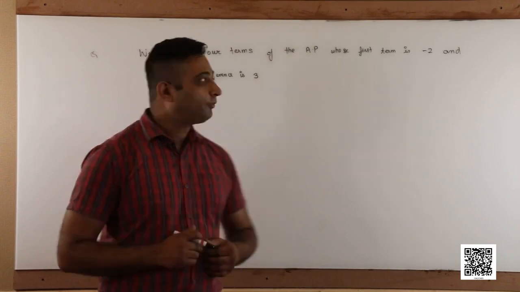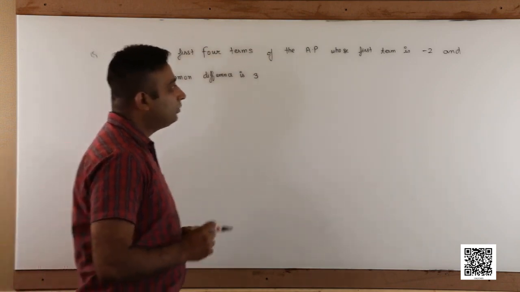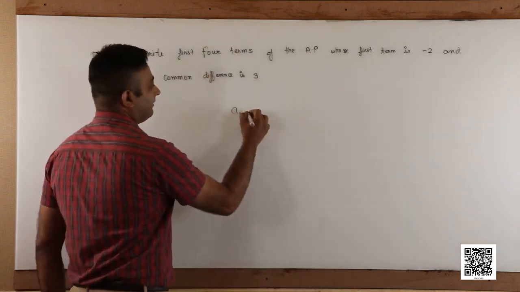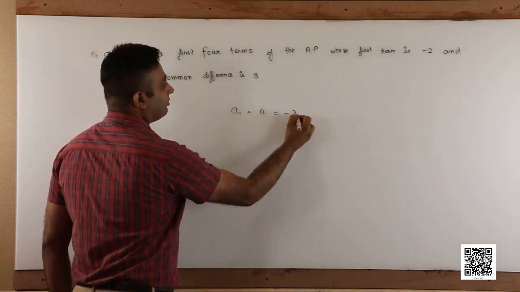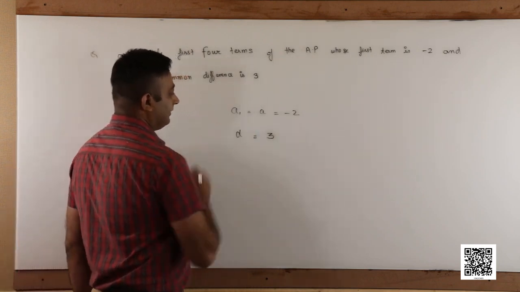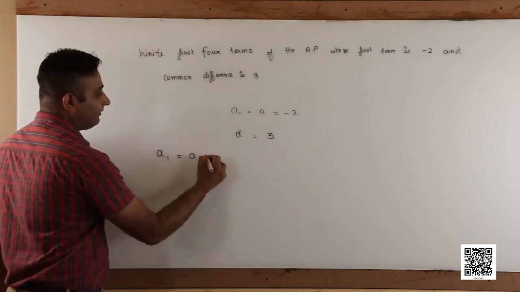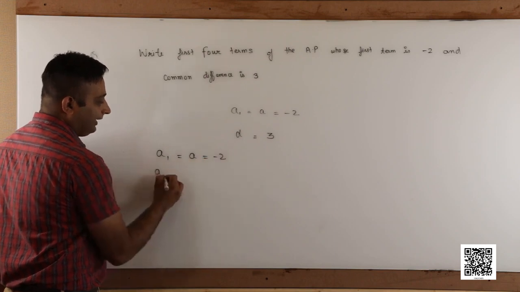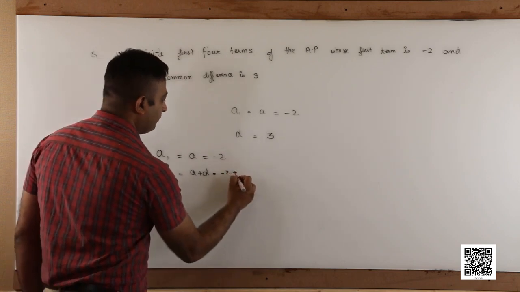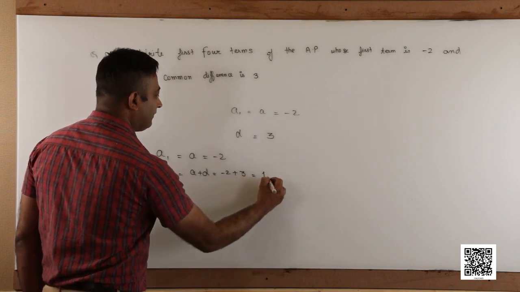Dear students, let us solve one more problem. Write the first 4 terms of the AP whose first term is minus 2, that is a1, which is a, is equal to minus 2, and the common difference d is equal to 3. Now, let us try to write the first term, that is a1, which is equal to a, which is minus 2. a2 is given by a plus d, that is minus 2 plus d. That means minus 2 plus 3, which is equal to 1.